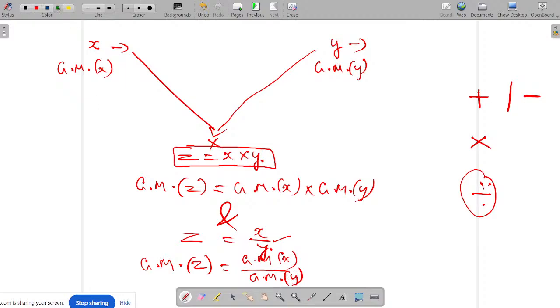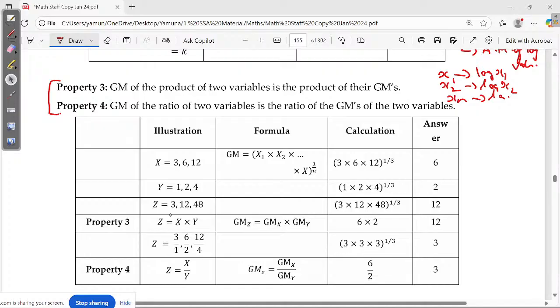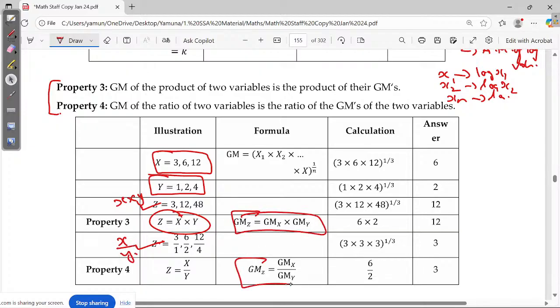This is very, very important. Recent times they are asking these two sets. This is property number 3 and this is property number 4. You can find one example in the Singer material where x contains 3 values: 3, 6 and 12, and y contains 3 values: 1, 2 and 4. So we are taking z as x into y, and another z in x by y format. Then both will be satisfied. Yes, please check whether this is okay.